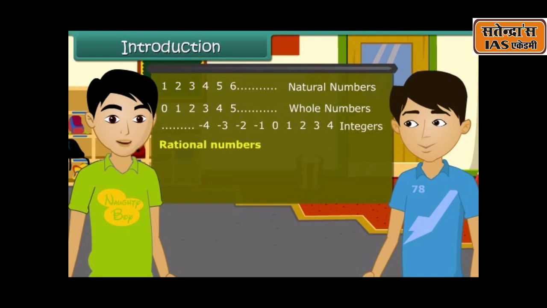These numbers are in the form numerator by denominator, where numerator is either 0 or a positive integer, and the denominator a positive integer. I did not understand. Come, I will explain to you.